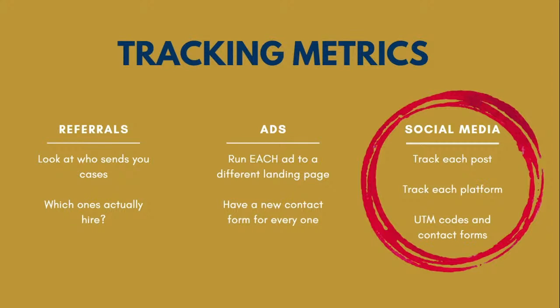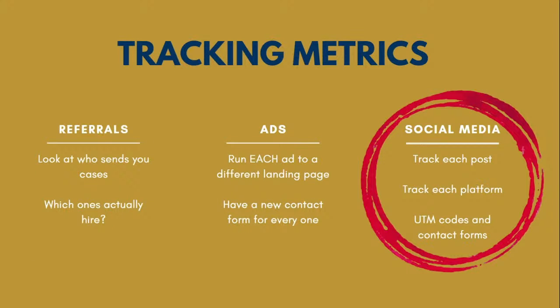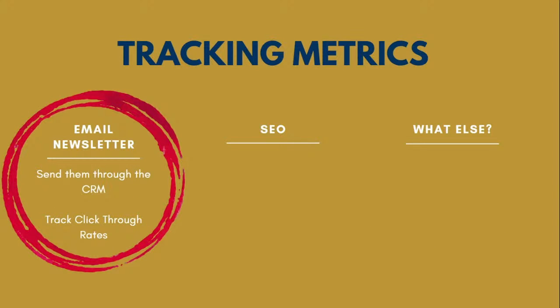So you can drive people to the different landing page. You can drive people to different contact forms. You can give them different phone numbers on each ad set, whatever it's going to be. And then you can track that back in a good CRM. All right, our next two are going to be email newsletters and SEO. So between referrals, ads, social media, email newsletters, and SEO, if you've got anything else you want us to talk about, now's the time to drop that in the questions for our tracking metrics.